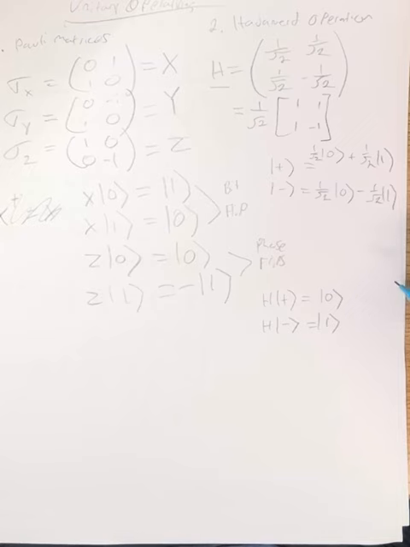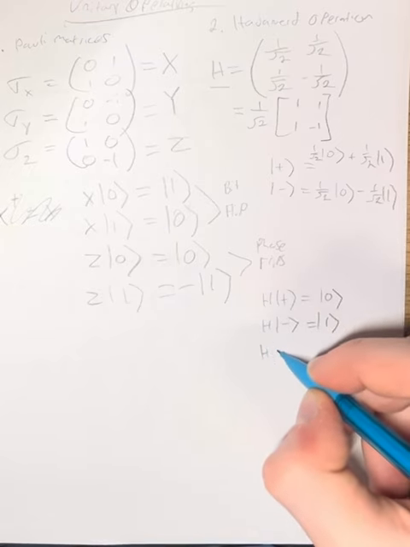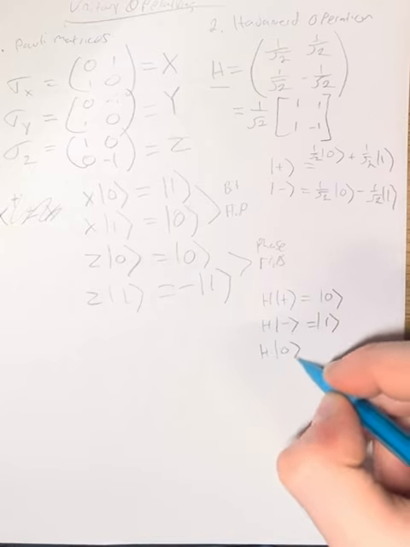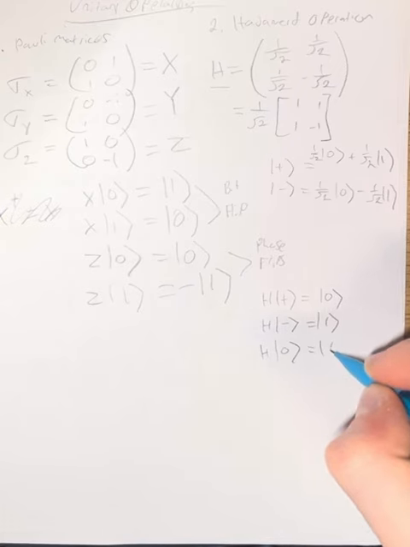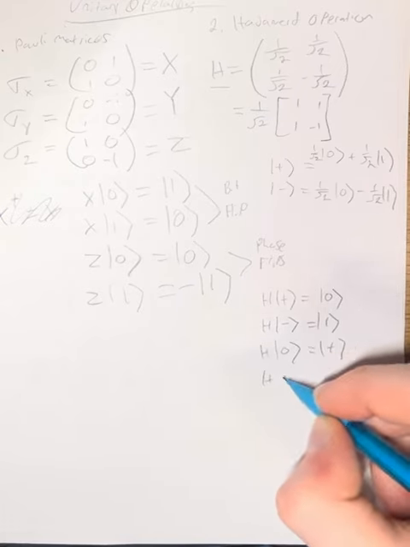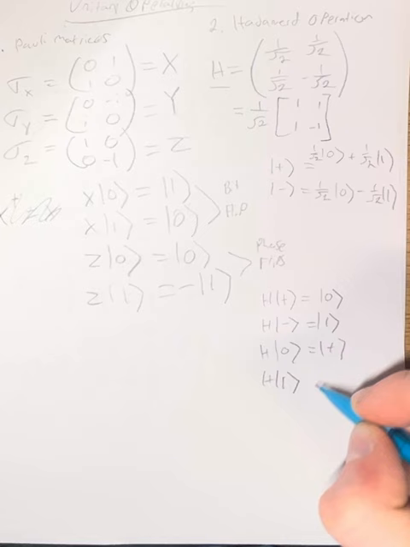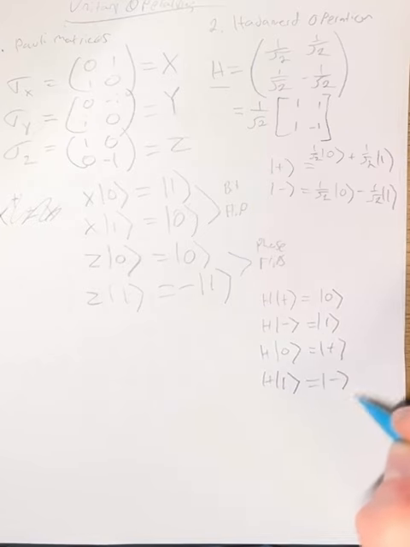And also, we can see, based on the same matrix multiplication, that the inverse is true. So H of ket 0 is going to give us ket plus, and H of ket 1 is going to give us ket minus.